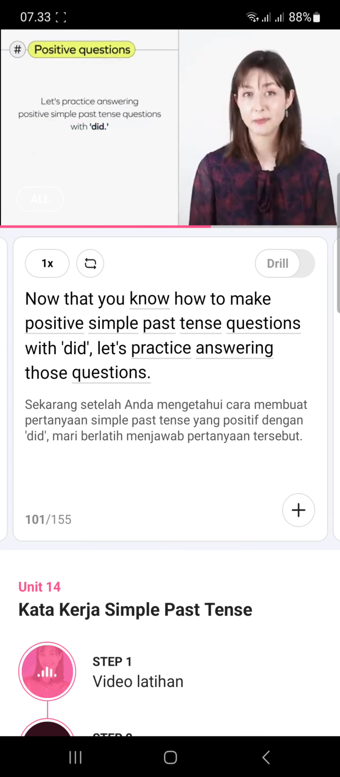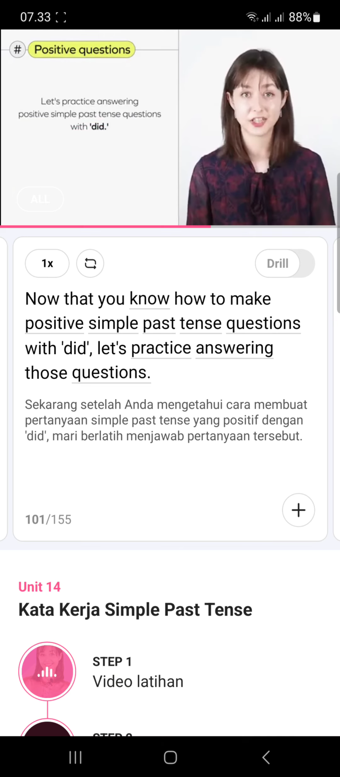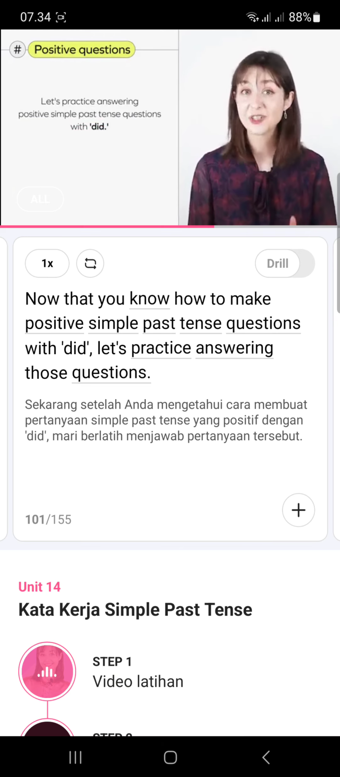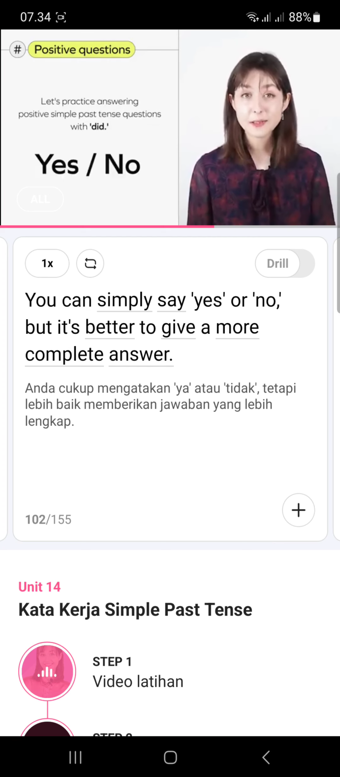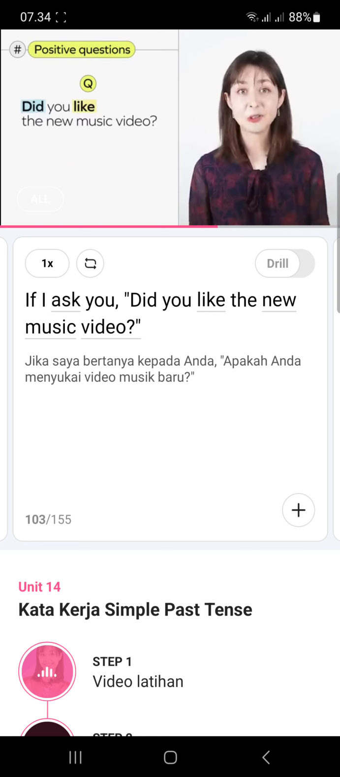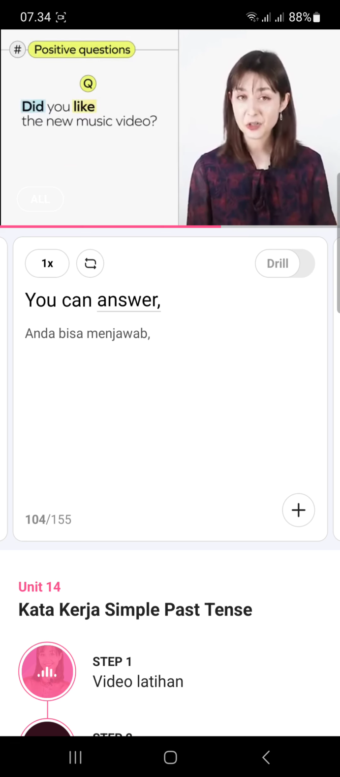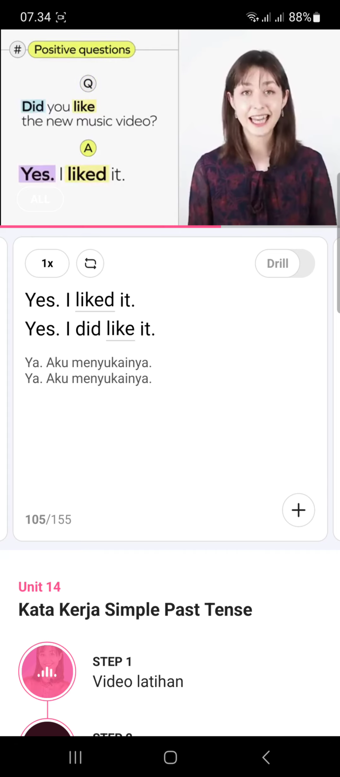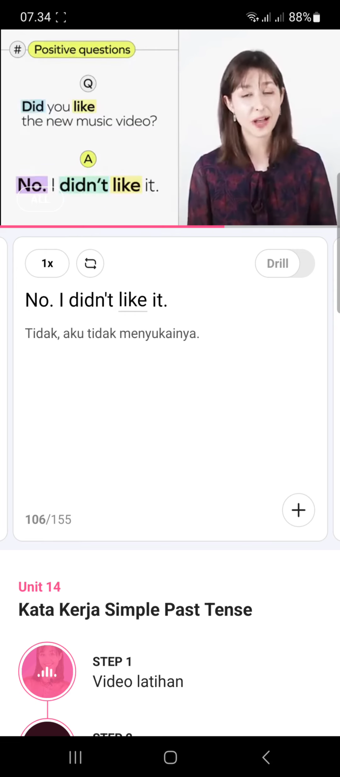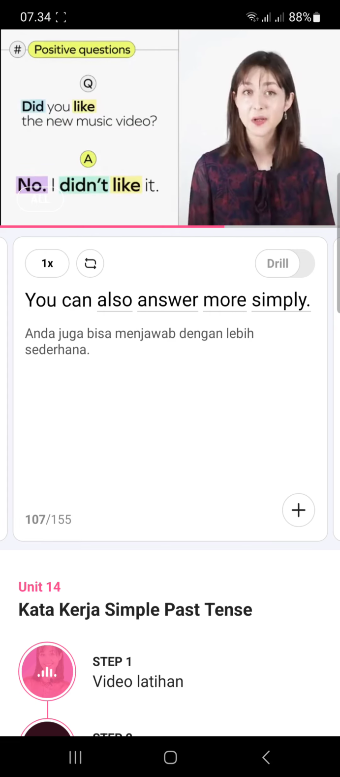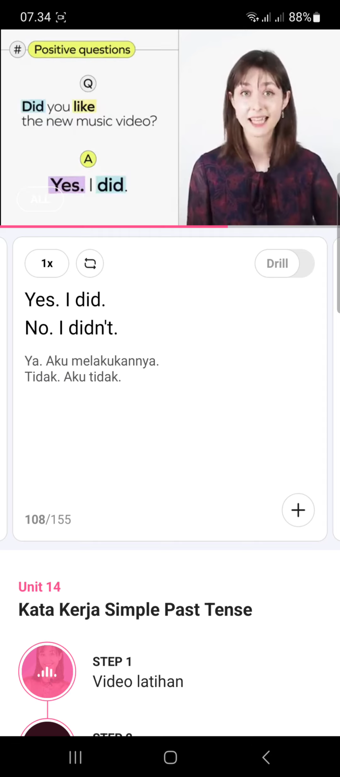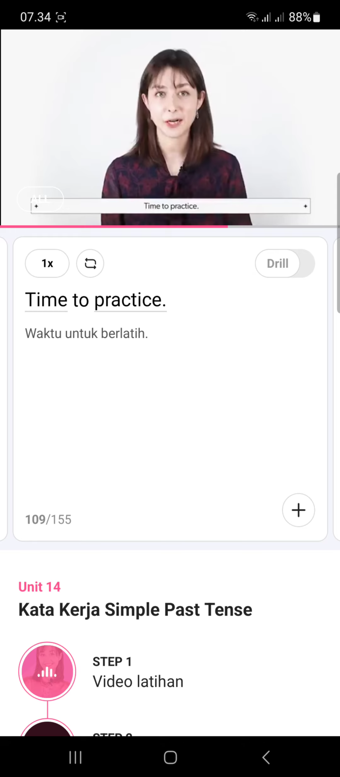Now that you know how to make positive simple past tense questions with did, let's practice answering those questions. You can simply say yes or no, but it's better to give a more complete answer. If I ask you, did you like the new music video? You can answer, yes, I liked it. Yes, I did like it. Or, no, I didn't like it. You can also answer more simply, yes, I did. Or, no, I didn't. Time to practice.